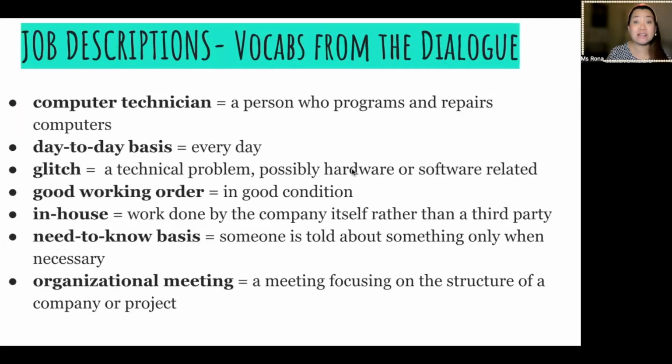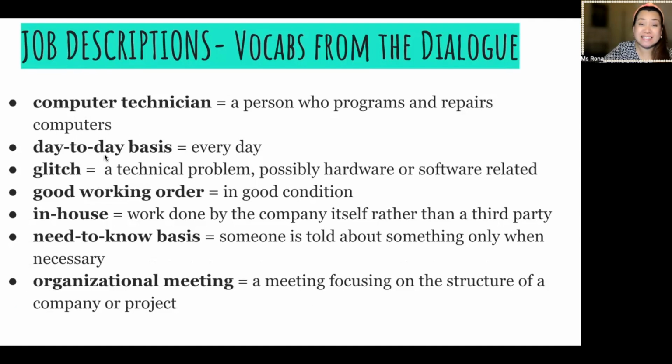Now, out of that conversation, we have the following vocabs or keywords that hopefully we can learn something from. Probably you have heard of this, computer technician. What or who is a computer technician? It is a person who programs and repairs computers.